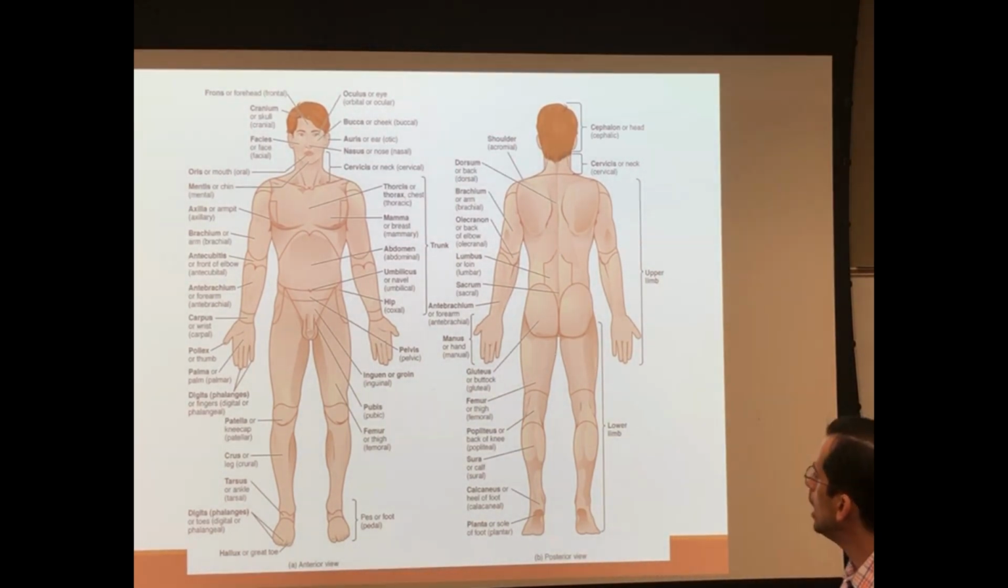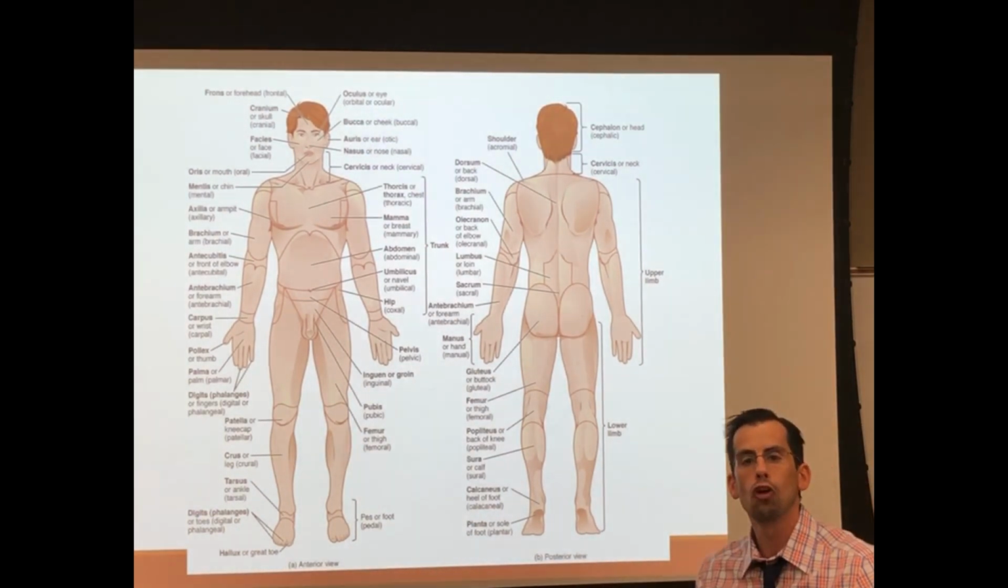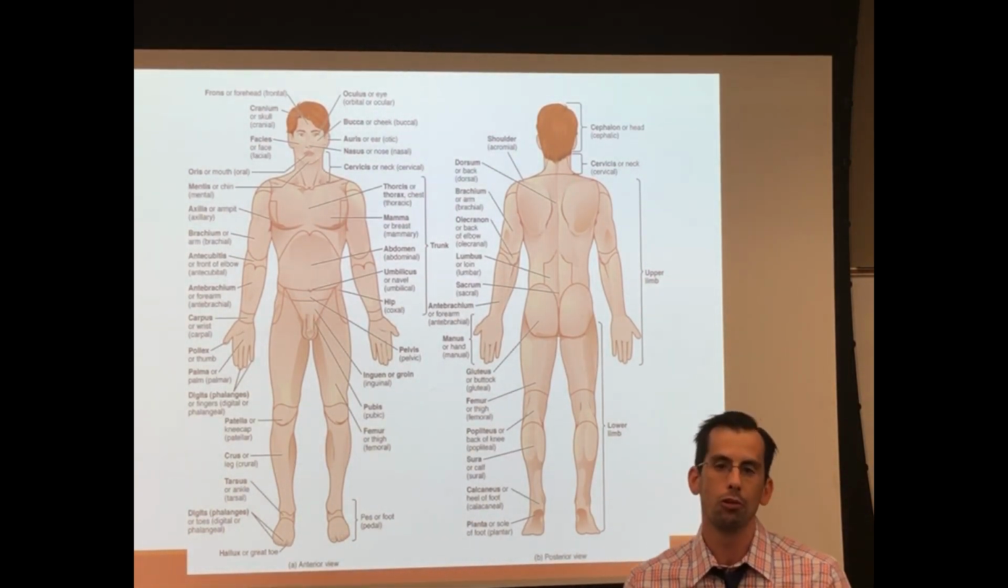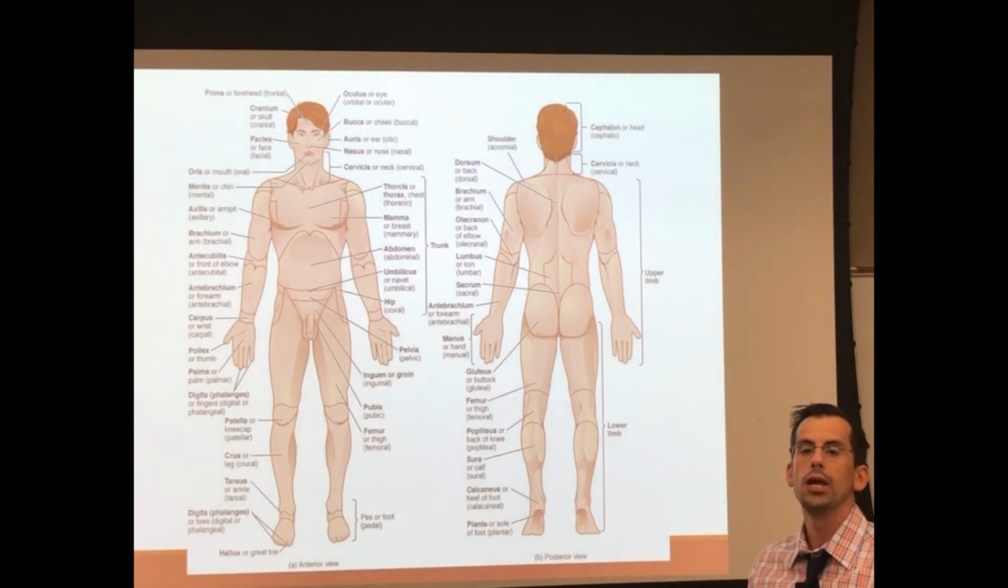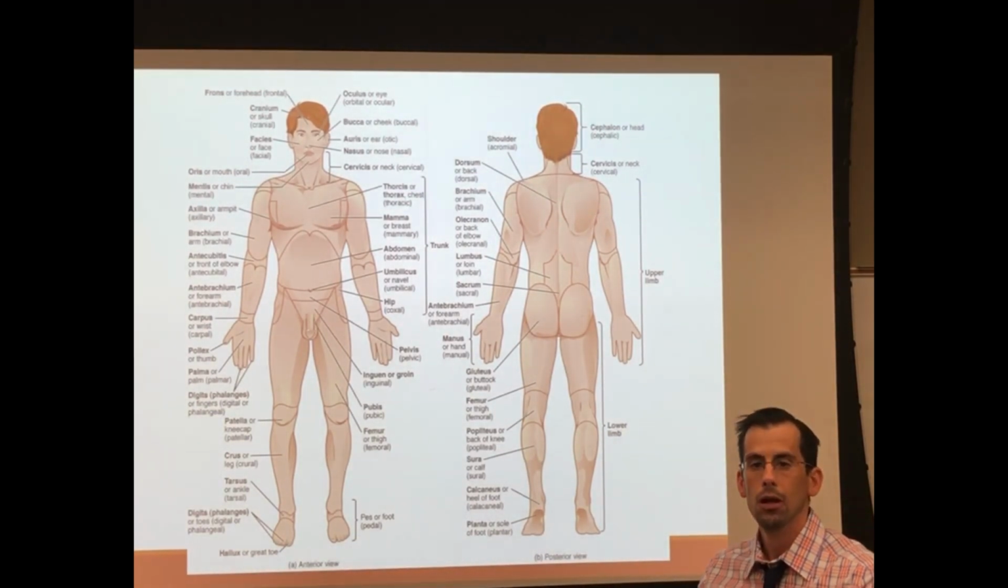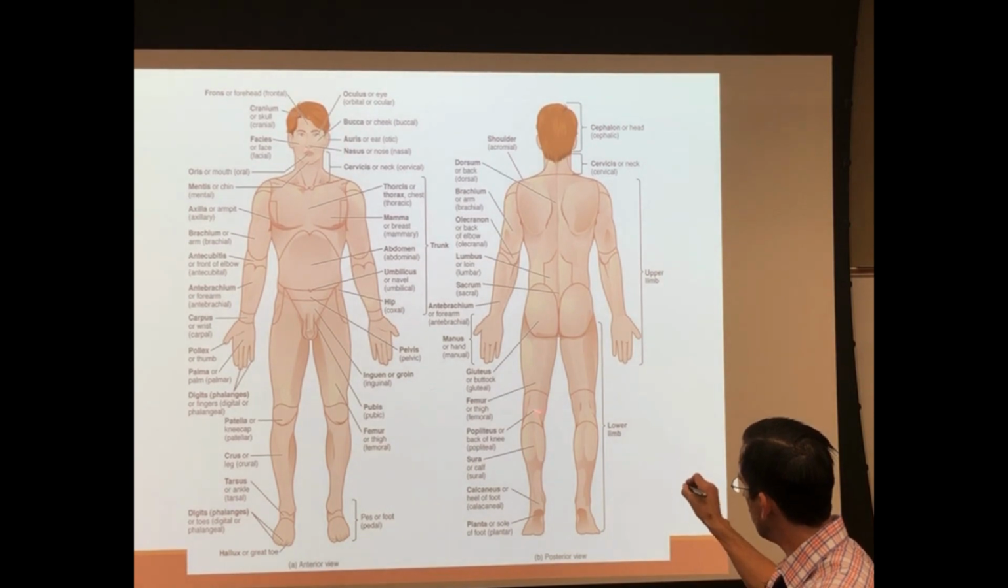We move down to the knee, and similar to what we saw with the elbow, we have different terms for the anterior versus the posterior aspects. On the anterior, we get the patellar region. On the rear, we get our popliteal region.